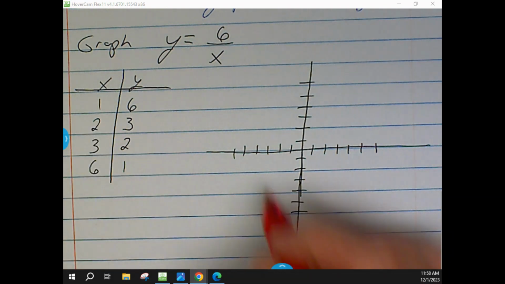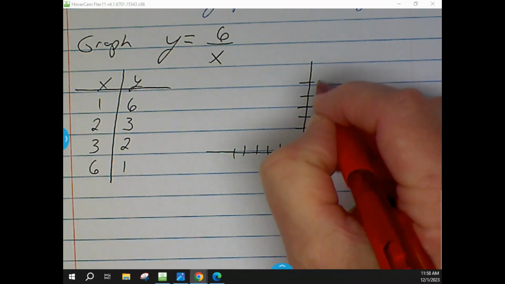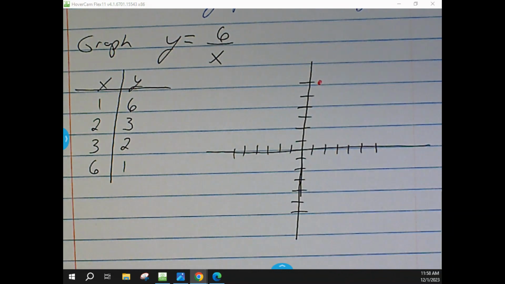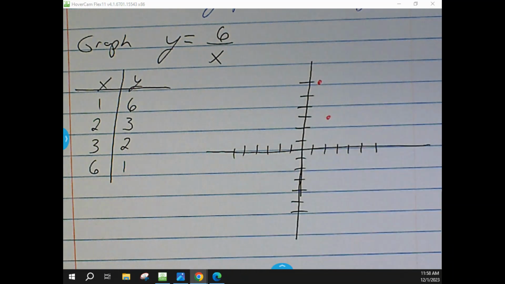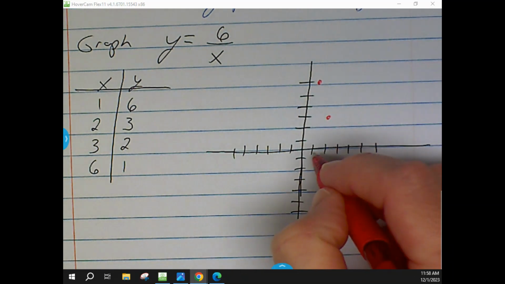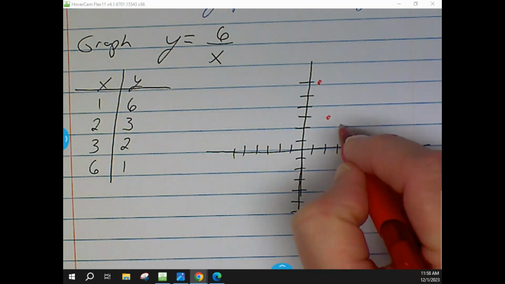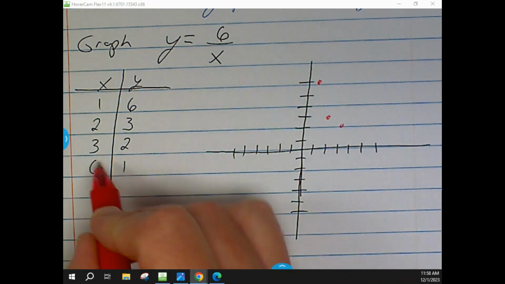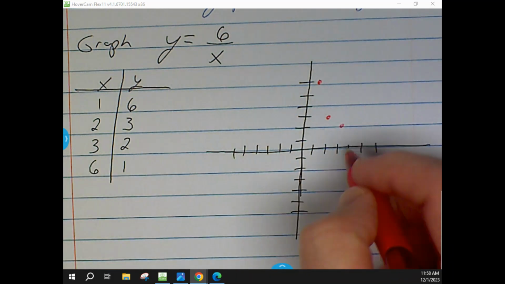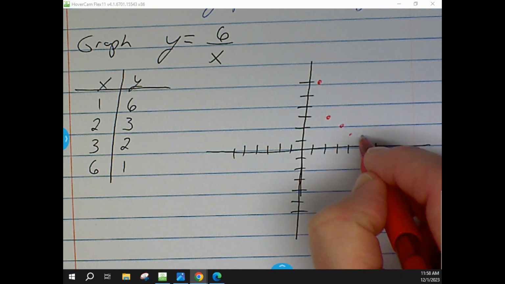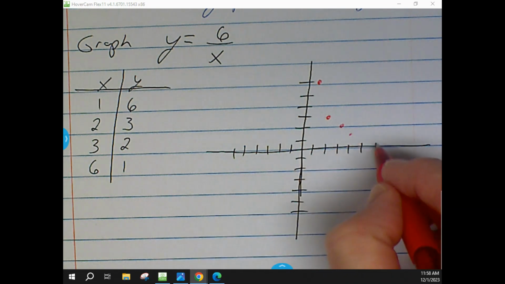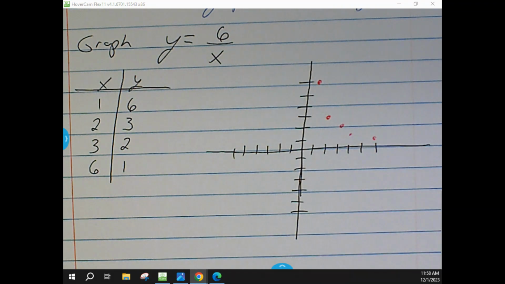So this point is at 1, 6. That puts us up here. Next point is at 2, 3. Next point is at 3, 2. And again, if we had done 4, this would have been 1.5. So if we'd gone to 4, that would have been 1.5. That would put us like here. 5 was 1.2. But we've got 6, 1. So that would put us here.